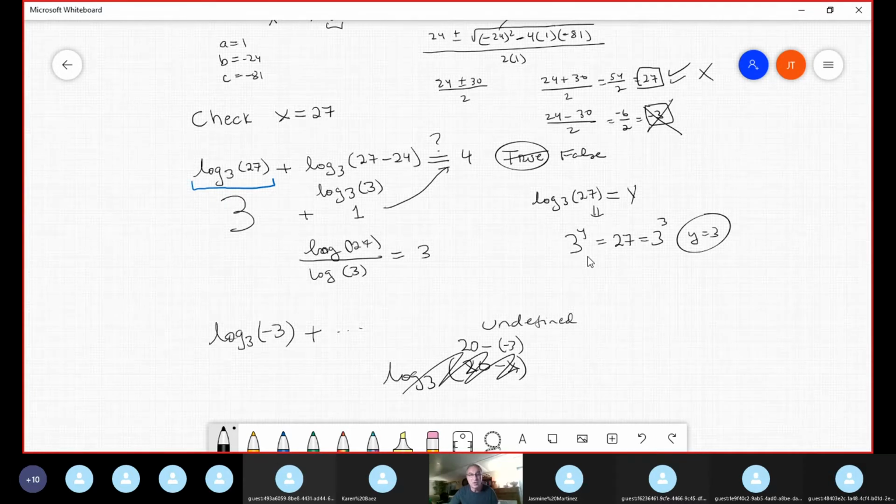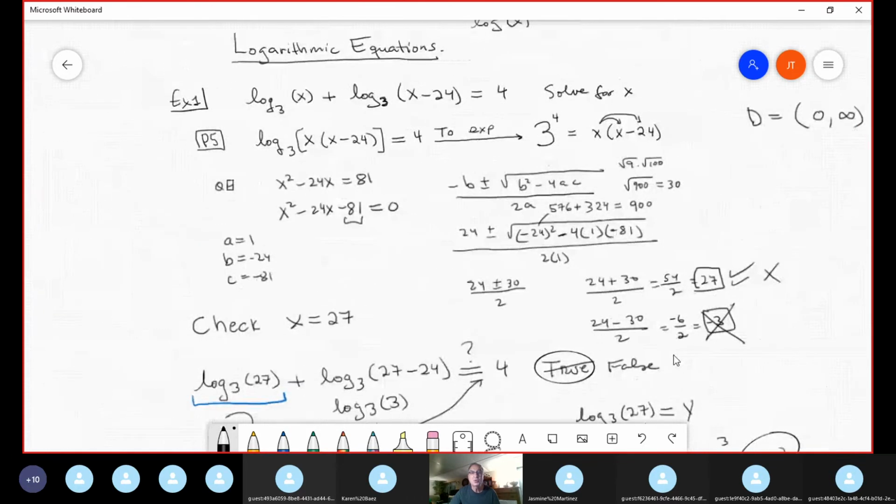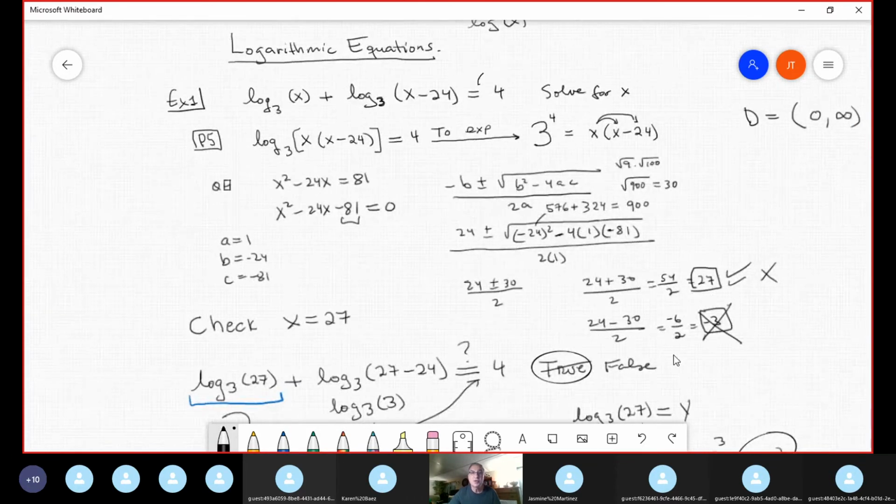So if you see inside the logarithm we have a negative quantity, obviously it doesn't work. It's undefined. Therefore, what is my final answer in this problem, guys? My final answer is we have only one solution. The solution set for this logarithm equation is 27. End of the story. That's it. No more solutions. Any question?